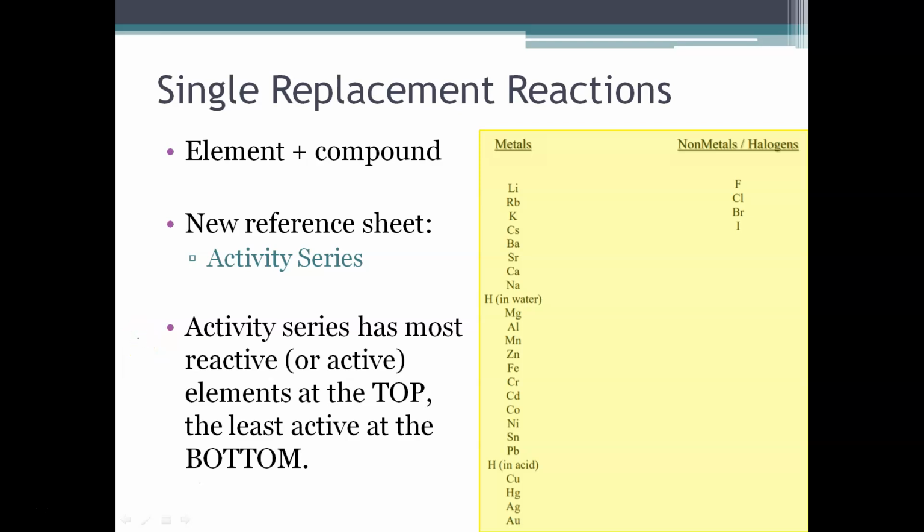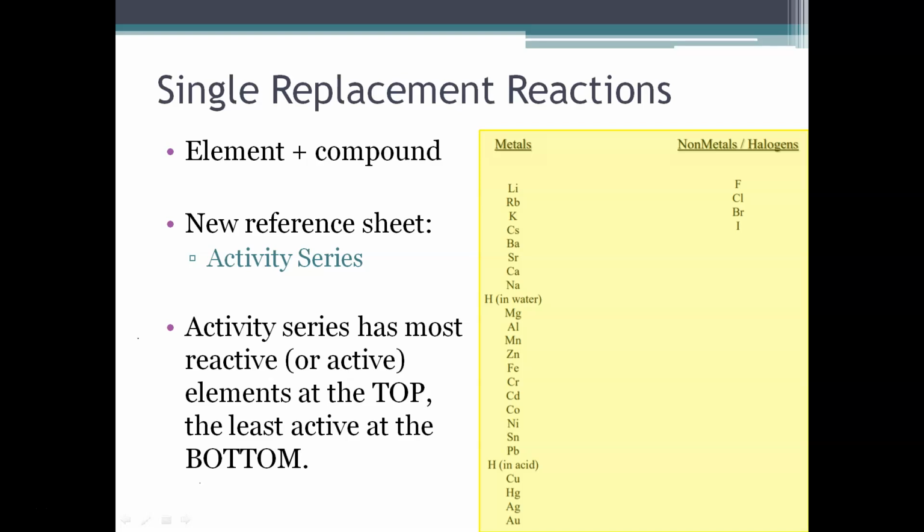What I want to go over today is how to complete single replacement reactions. So you may have done the single replacement lab already, or you may still have to do the single replacement lab, depending on how class is structured. But either way, I'm going to show you how to write products for these and to predict the products and to use one of our new reference sheets.